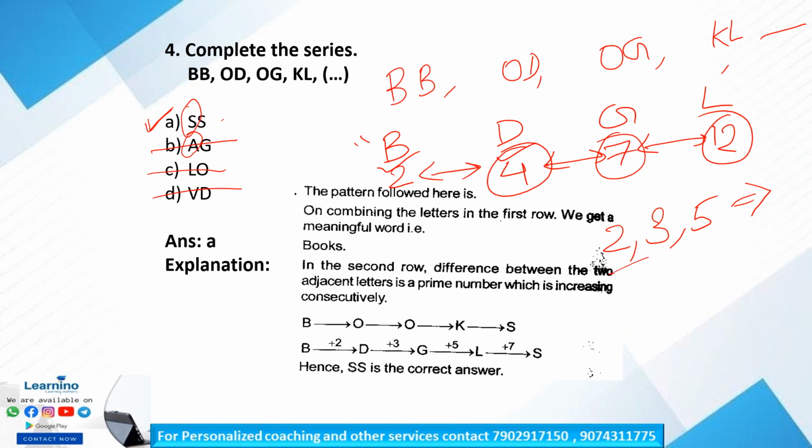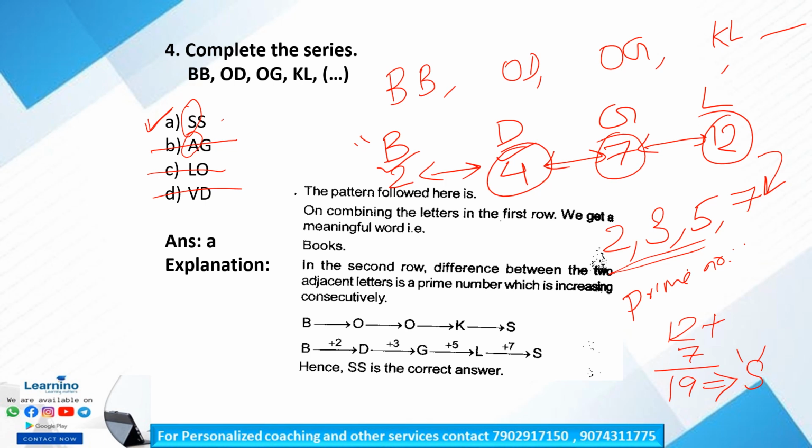Then what is this series called? It is called the prime number series. According to the prime numbers, what is the next prime number after 5? It is 7. So 12 plus 7 is 19, and the corresponding alphabet of 19 is S. So our answer will be S. Option A is our correct answer. Here is the explanation for that.